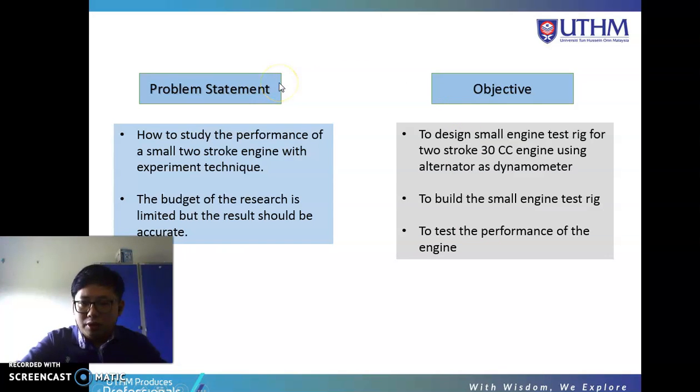The problem statements of this research are: first, how to study the performance of a small 2-stroke engine with experiment technique. Second, the budget of the research is limited, but the result should be accurate. And the objectives are, first, to design a small engine test rig for a 2-stroke 30cc engine using an alternator as dynamometer. Second, to build a small engine test rig, and third, to test the performance of the engine.